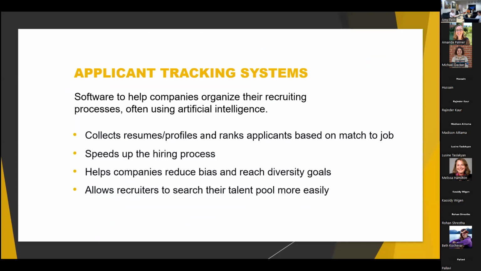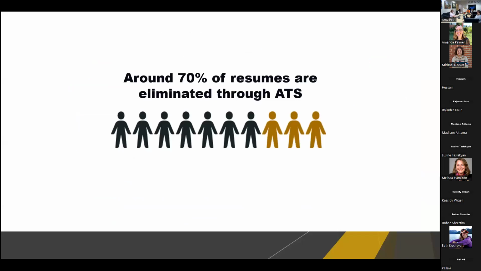So typically companies will use applicant tracking systems to just streamline their recruiting process. It really speeds up their hiring, especially if you're getting 200 or 300 applications. And they really are trying to reduce bias, but it does eliminate a lot of resumes if you're not careful in the way that you construct them. So about 70% actually. And so really making sure you are focusing on those key skills is important.